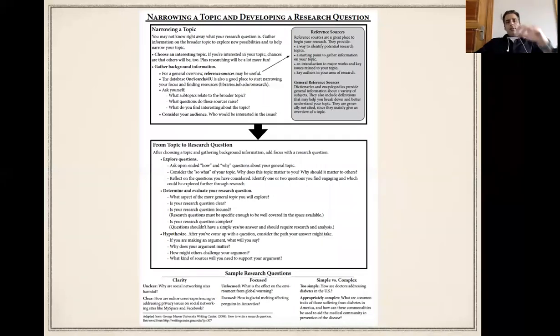So this is just a quick review of how to generate these questions and how important narrowing down and consulting the literature review process is.